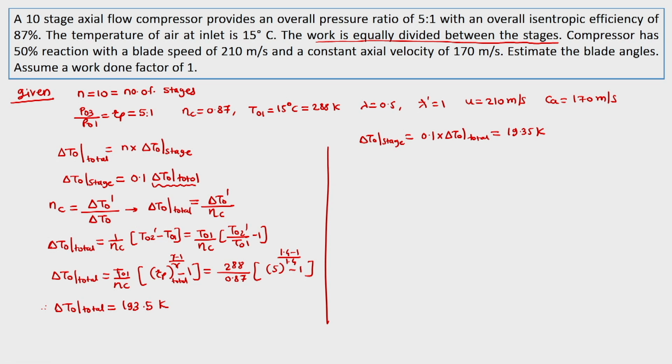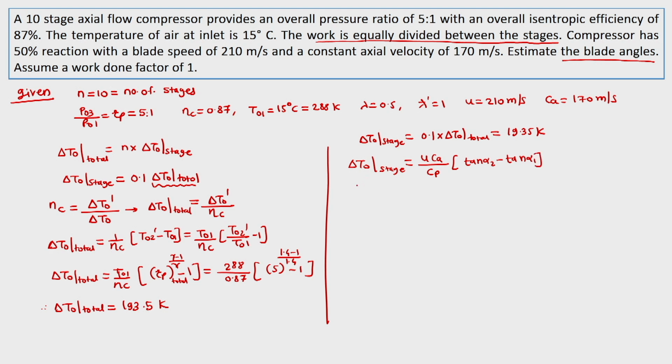We use the delta T naught stage to find out the blade angles, since we are supposed to estimate blade angles. So we have to find out beta 1 and beta 2. So we need two expressions. So first expression we can make use of for delta T naught stage, and that expression says that it is U upon Ca divided by Cp into tan of alpha 2 minus tan of alpha 1.